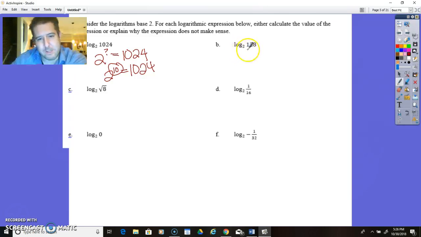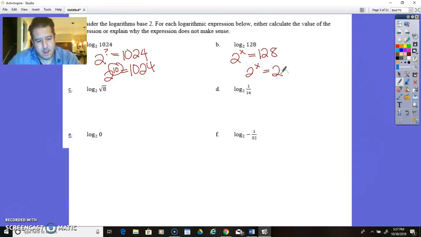All right, now I can change this to exponential notation. So this is 2 to the what power is 128? Now 128 is the same thing as 2, 4, 8, 16, 32, 64, 128. So that's 2 to the 7th power. Once the bases are the same, we can cross them off, and therefore their exponents must also be the same. So x is 7.